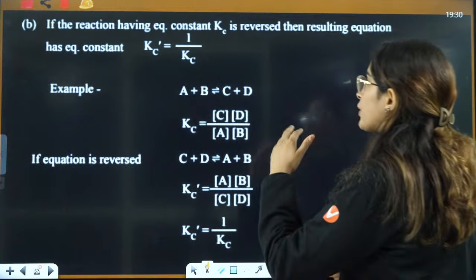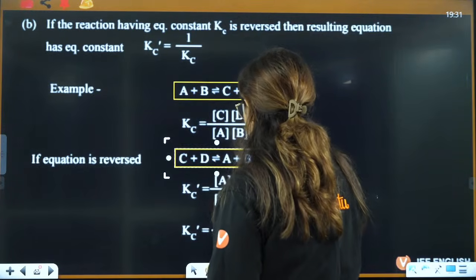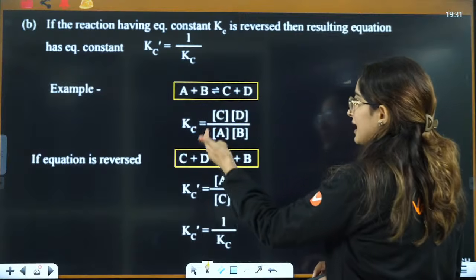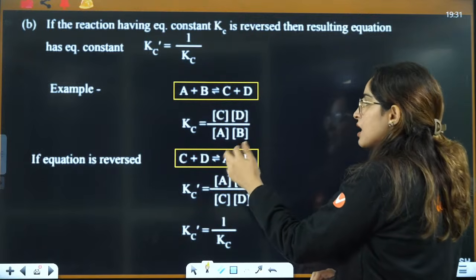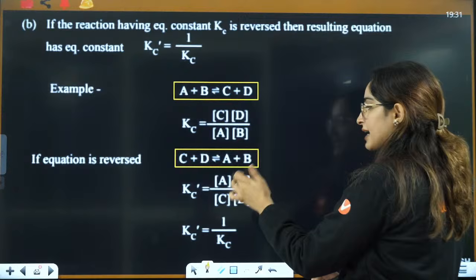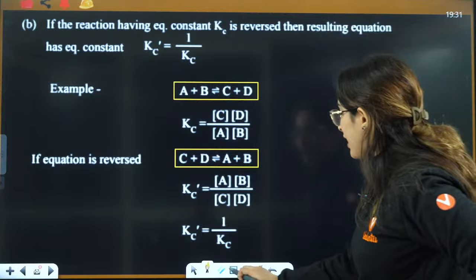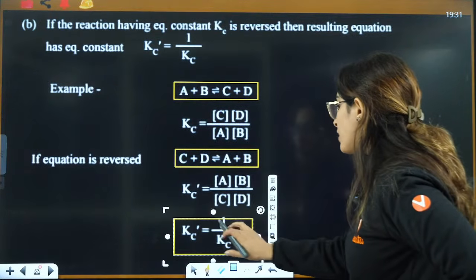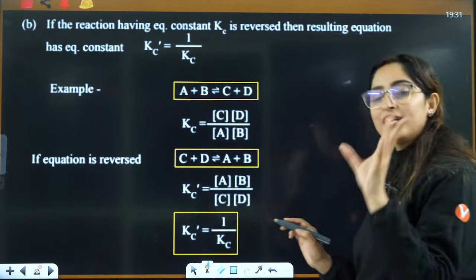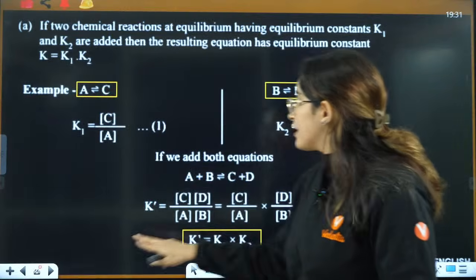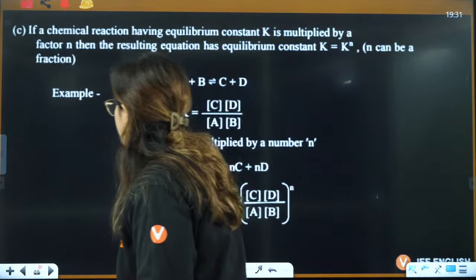Then if the equation is reversed, you have this equation and this equation, both reversed. If you see the Kc of both, here Kc is product by reactant, and here the new Kc dash when the reaction is reversed has A, B as the product and C, D as the reactant. Aren't they inverse of each other? So when you reverse a reaction, their equilibrium constants are inverse of each other. When you add, their equilibrium constants are multiplied. When you reverse the reaction, they are inverse of each other.